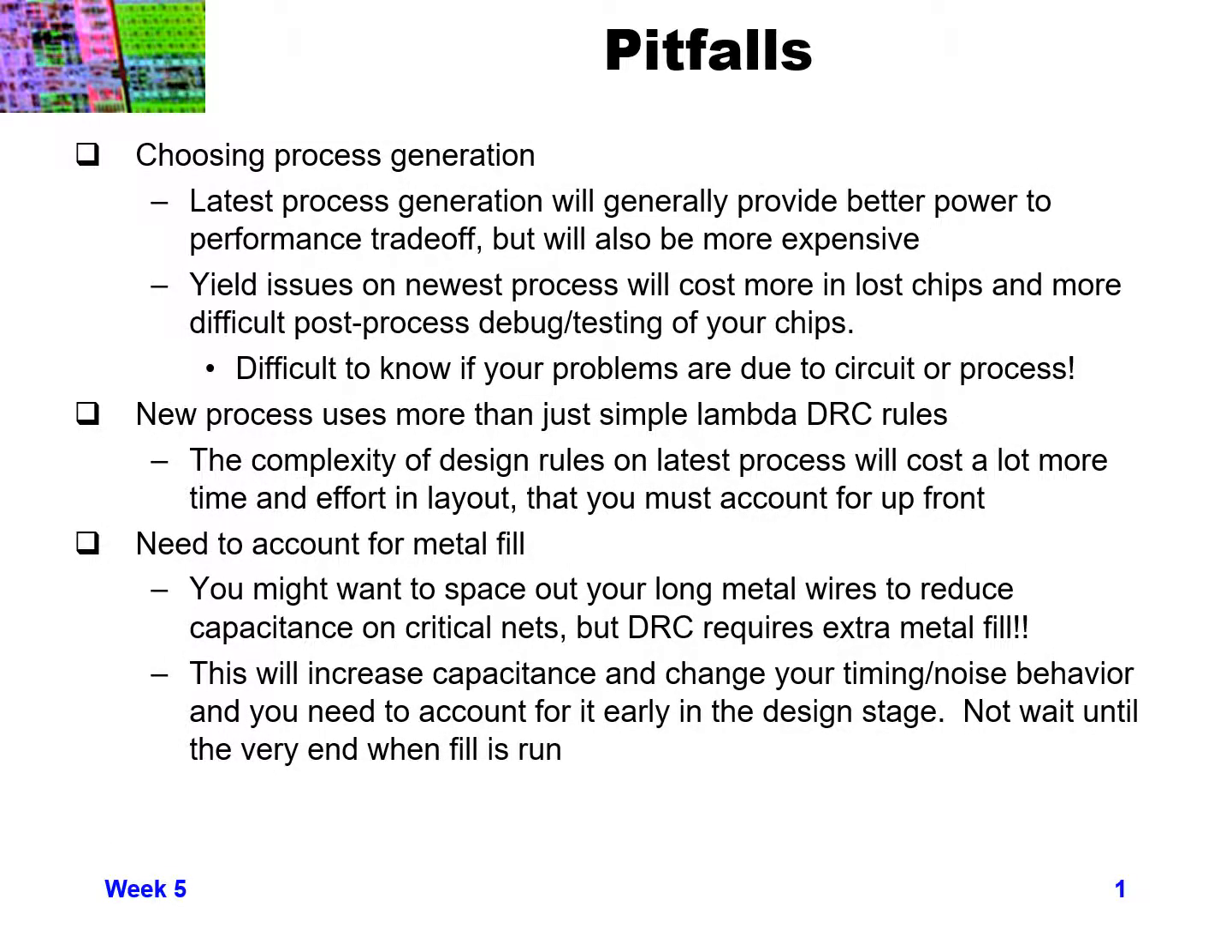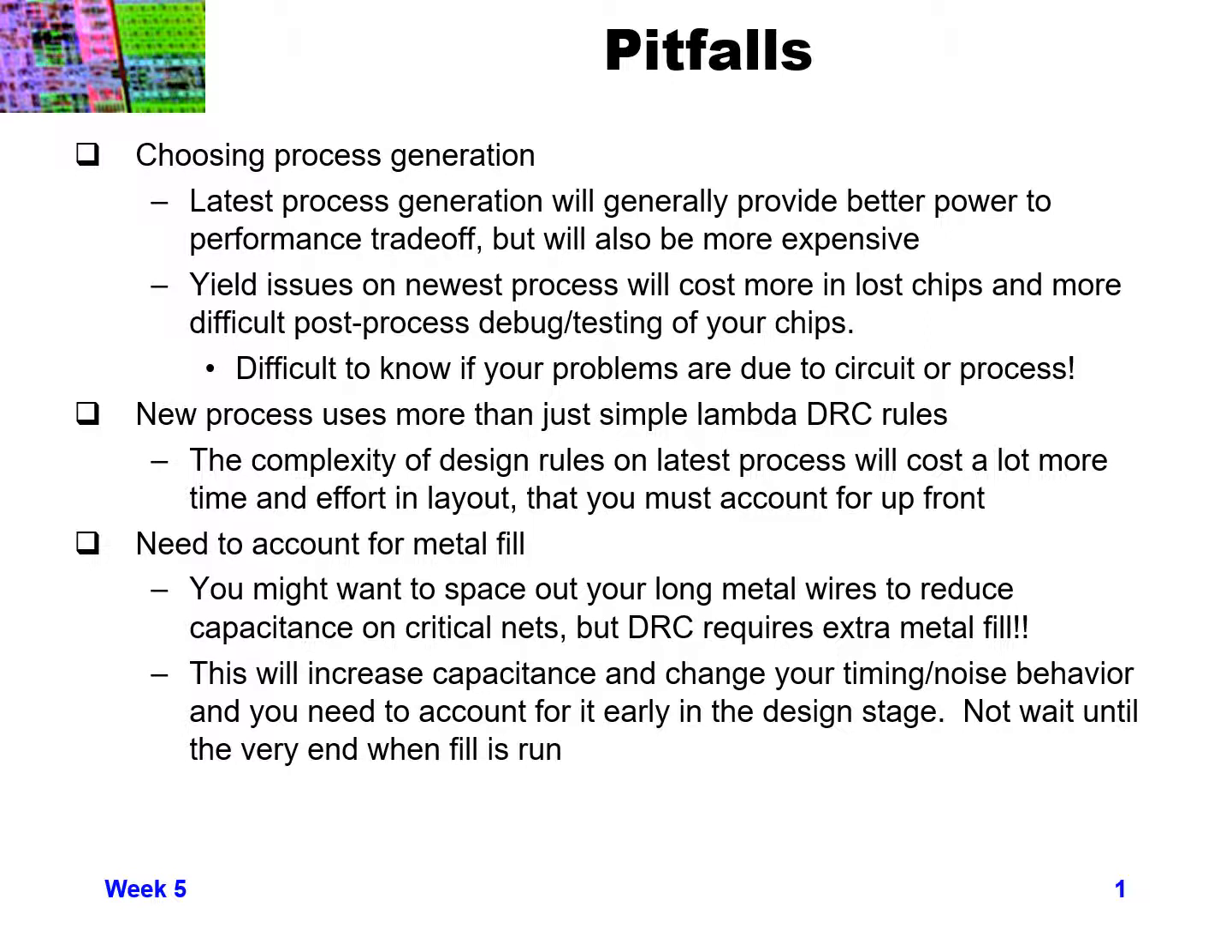So let's talk about some pitfalls in working with your process technology. One is choosing what process generation you want to use. A lot of times you might have a desire to use the latest process generation that's out there. Generally, the latest process generation will provide a better power to performance trade-off. But on the other hand, it's also going to be generally more expensive than an older process technology. So you have to weigh the benefits of the extra performance versus the cost that it's going to cause you.